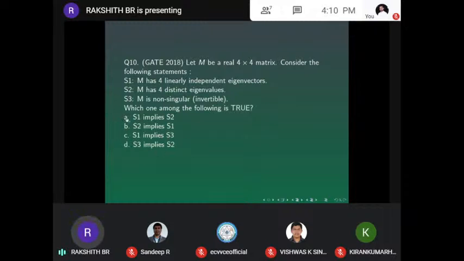So let us come to the first option, that is S1 implies S2. If M has 4 linearly independent eigenvectors, does that imply that M has 4 distinct eigenvalues? This is not true. S1 does not imply S2.